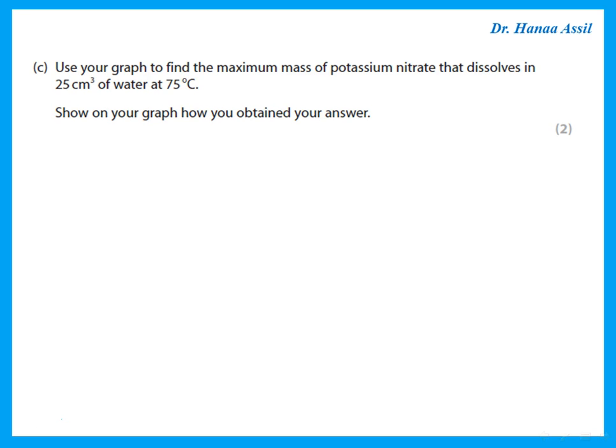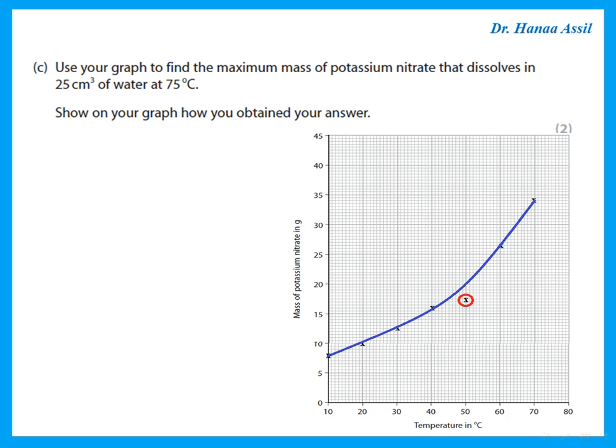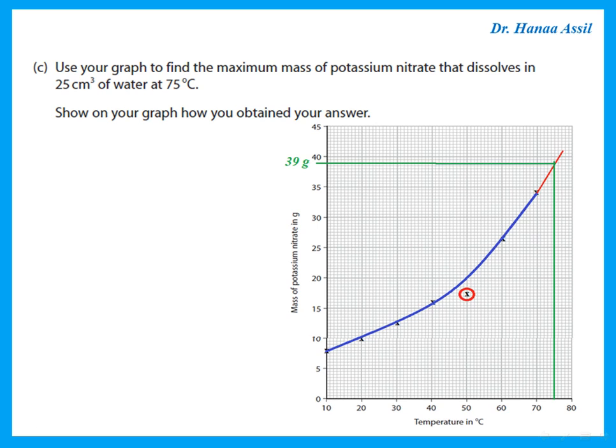Then use your graph to find the maximum mass of potassium nitrate that dissolves in the 25 centimeter cube of water at 75 degrees Celsius. So this is the graph we have. Remember, this is a graph of how much dissolved in 25 centimeter cube of water. Now he's saying at 75, how much do you think will dissolve? Well, I need to extend the graph, and then from 75, I go up to the graph, and I find that I will need to dissolve 39 grams.